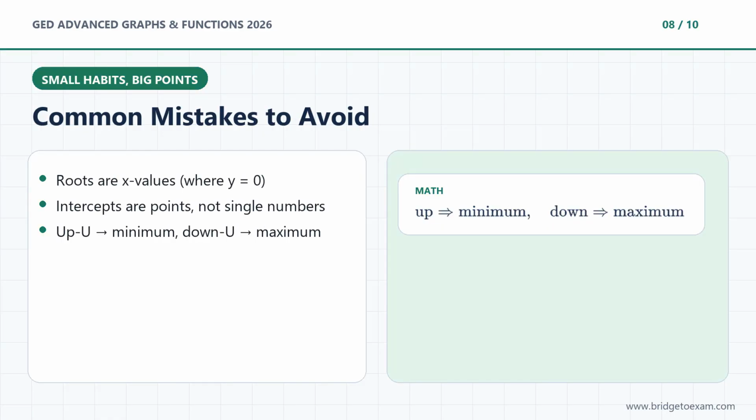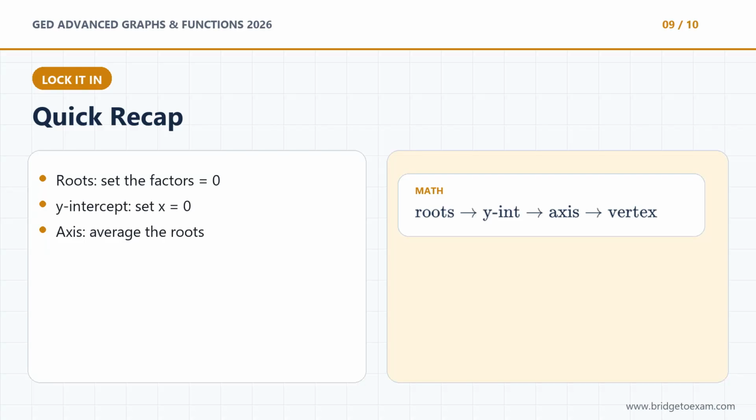3 traps. First, report roots as x values, not y values. Roots are where y is 0. Second, remember that an intercept is a full point with two coordinates, not a single number. Third, do not mix up maximum and minimum. An upward U has a minimum, and a downward U has a maximum. Read the opening direction.